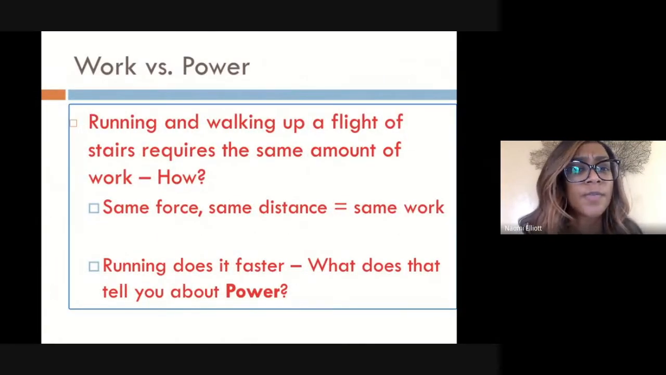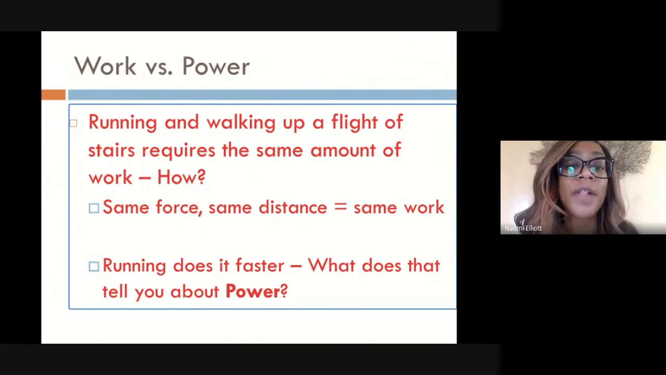So work versus power. How do we know the difference? Running and walking up a flight of stairs requires the same amount of work. How? Well, you have the same force and the same distance. That's the same work. The difference is that running does it faster. And so what does that tell you about power? Remember, power is the amount of work divided by time. So you have more power when you are running versus when you are walking because it's going to take you more time to do that amount of work.